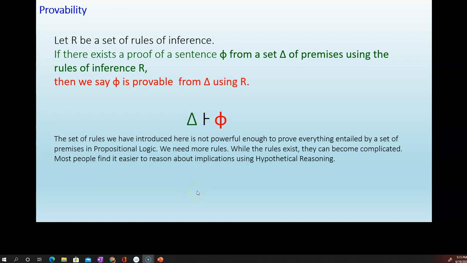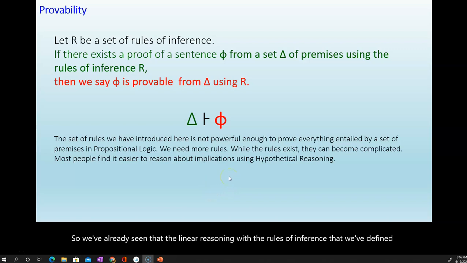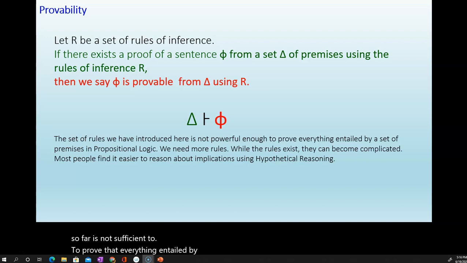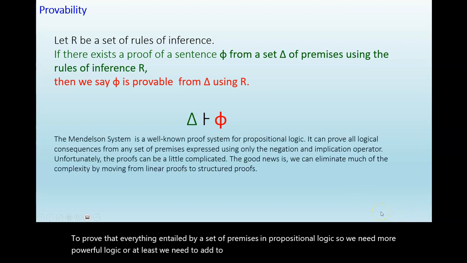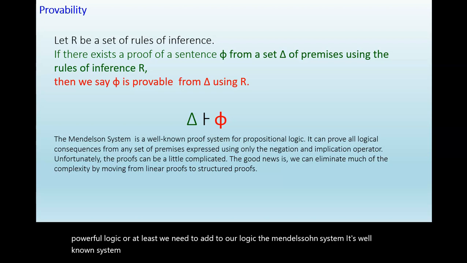Okay, so we've already seen that the linear reasoning with the rules of inference that we've defined so far is not sufficient to prove everything entailed by a set of premises in propositional logic. So we need more powerful logic, or at least we need to add to our logic. The Mendelssohn system is a well-known system for propositional logic, and it can prove all logical consequences from a set of premises expressed using only negation and implication operators.